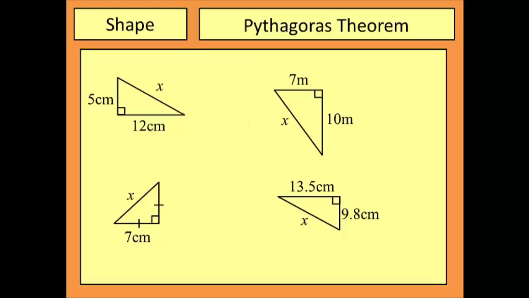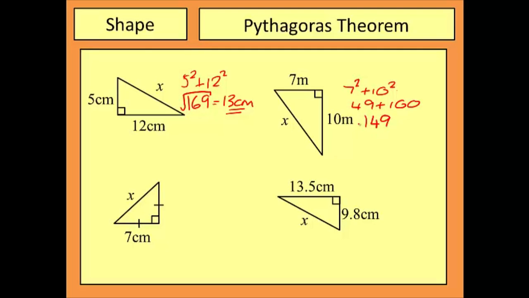Okay, so in this particular example, again we're finding the longest side, so I'm going to go 5 squared plus 12 squared. 5 squared plus 12 squared is 169. The square root of 169 is 13 centimeters. In the second example, be careful because your units have changed. Here we're dealing with meters. So in the second example, 7 squared plus 10 squared. 7 squared is 49, 10 squared is 100, add them together you get 149. Square root this for your final answer, 12.2 meters.